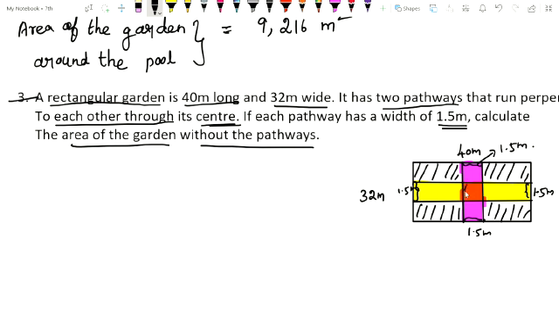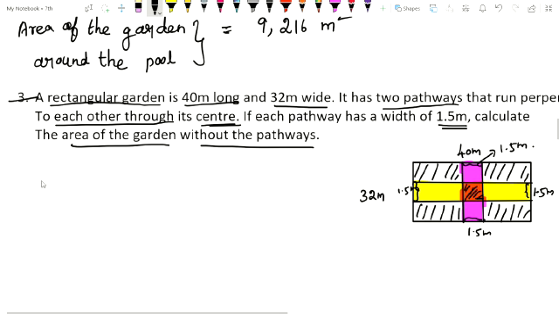Look here, two pathways are there, but in this place they are intersecting. So, we have to consider only one time in this square. We have to eliminate one time, because while taking this pathway we are considering this square, and while taking the other pathway we are considering it again. So we are considering it twice, and we need to eliminate one square. Then only we will get the area of the two pathways.